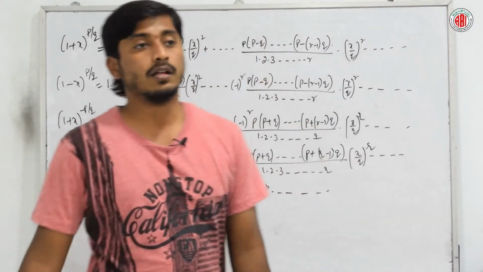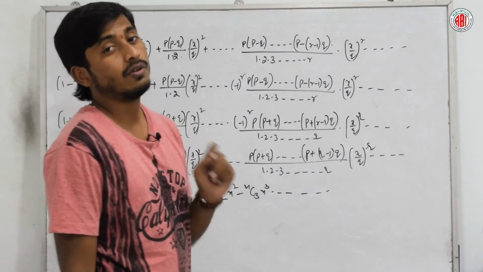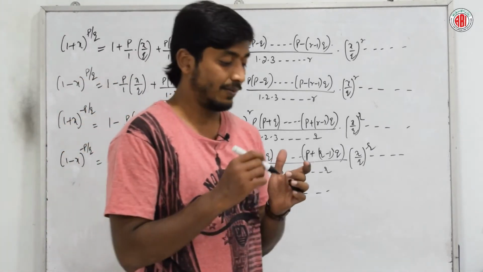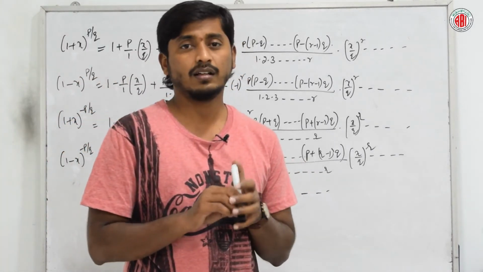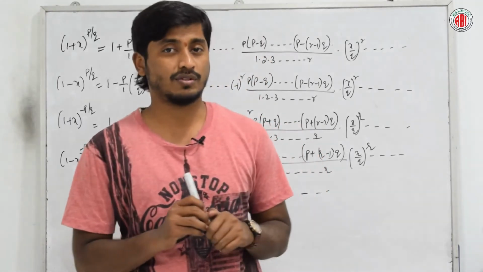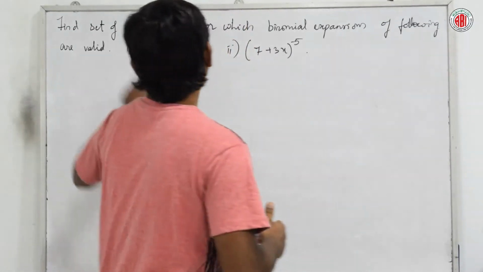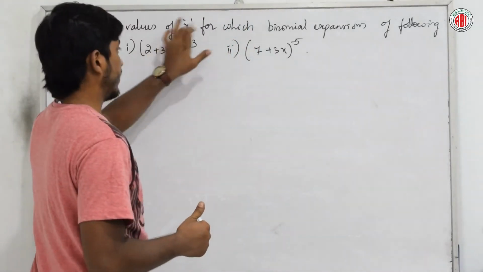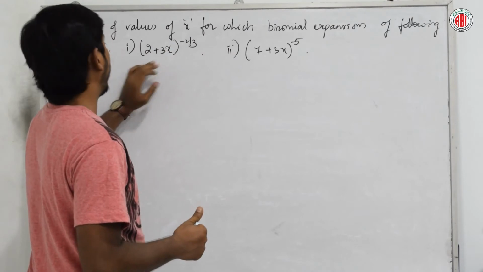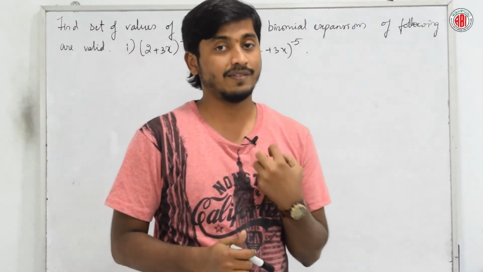Is it clear? So based on this, we are going to prove most of the binomial theorems. Clear? Is it fine? Shall we do problems of those kind? Let's do. Look at the question here. It says, find the set of values of x for which the binomial expansions are valid. When are they valid and how do we see the validity?